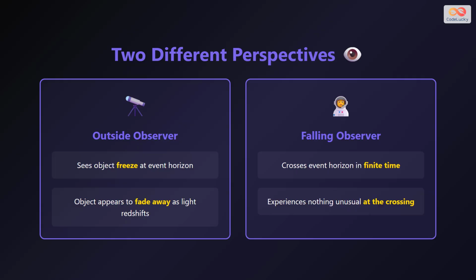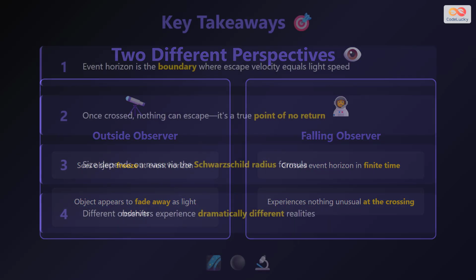One of the most fascinating aspects of event horizons is that different observers experience dramatically different realities. An outside observer, watching from a safe distance, sees an object freeze at the event horizon. They watch it appear to slow down and fade away as the light redshifts. But the falling observer experiences something completely different. They cross the event horizon in finite time. To them, their own clock ticks normally, and they experience nothing unusual at the crossing itself. This stark difference in perspectives is one of the most counterintuitive predictions of general relativity.